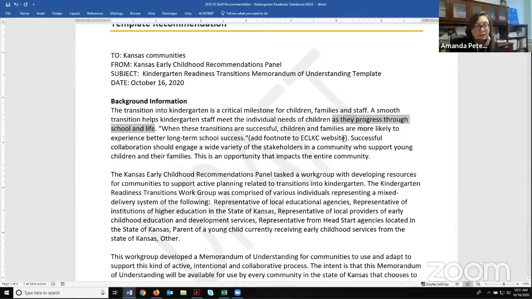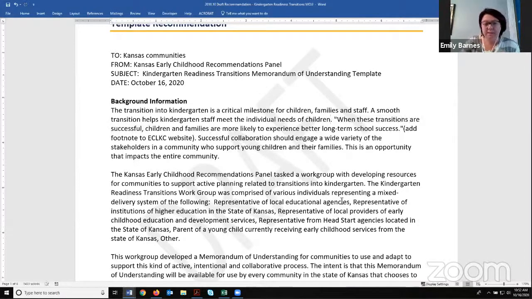I'm wondering if we perhaps deleted what's highlighted and just said a smooth transition helps kindergarten staff meet the individual needs of children, if that might simplify. I see wisdom in that. This is Amy Gottschammer again. Yeah, because what we're saying is that the smooth transition helps the kindergarten staff meet their needs upon entry into the system. But I'm okay with that. And this is Debbie. I'm getting a comment in the chat, just saying less is more. Mm-hmm.